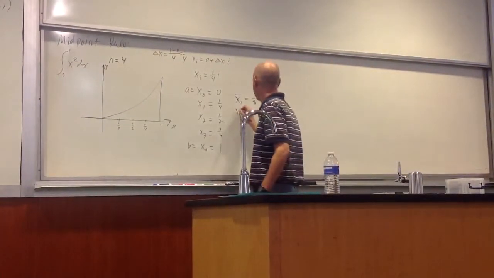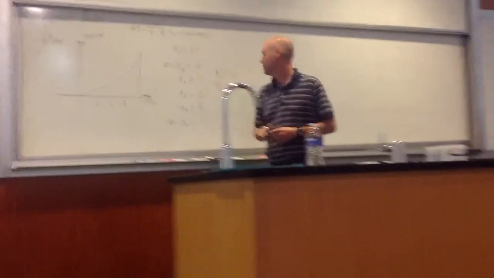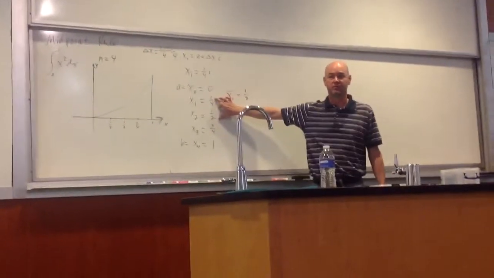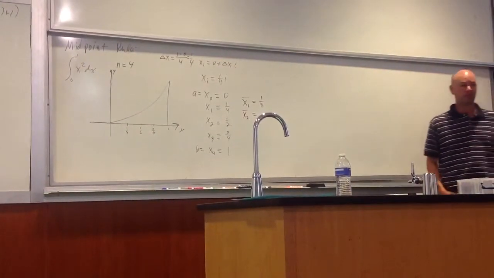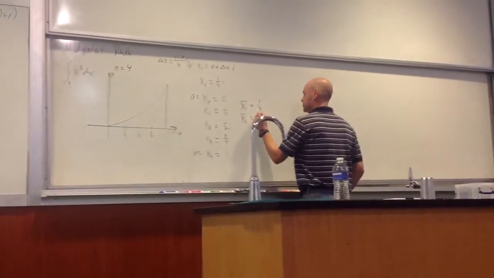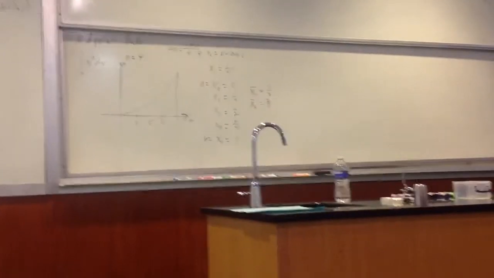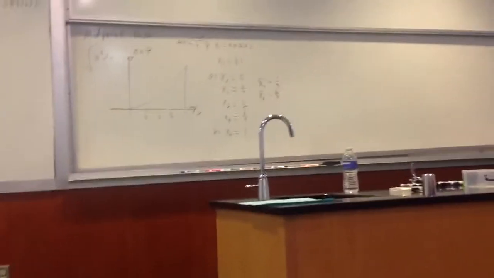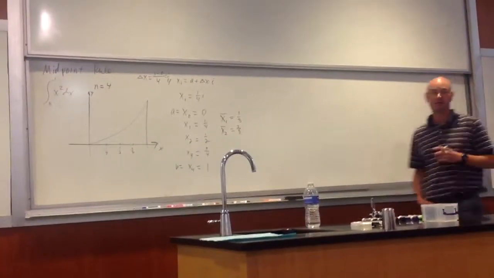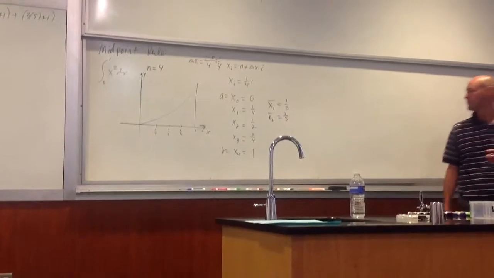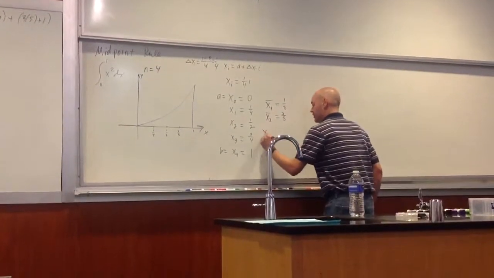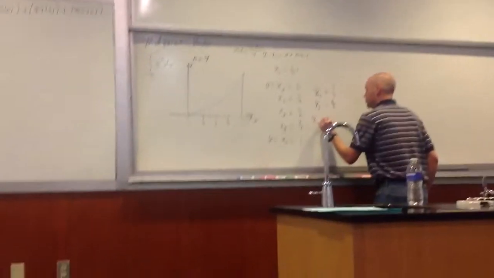So x of 2 bar means that I'm going to find the midpoint between these two, which is going to be 3/8. So all I do is take 1/4, add it to 1/2. So that's 3/4. And then cut it in half. So that's 3/8. It's the average, right? Would you please generate the next two values?